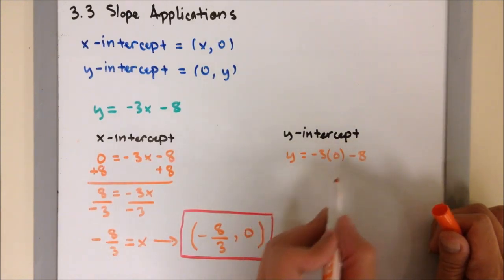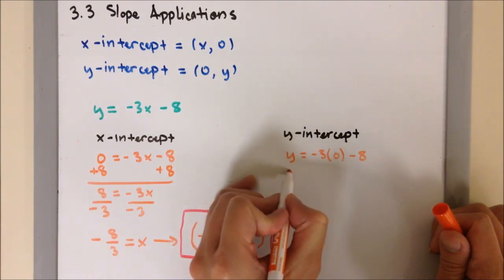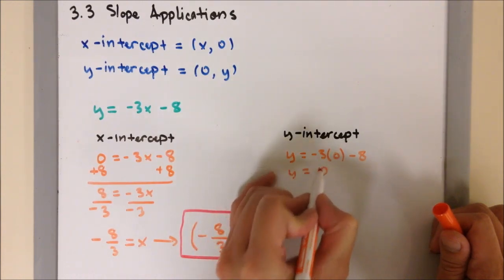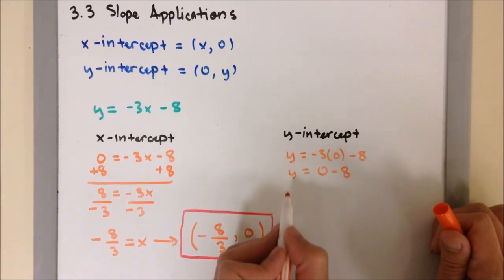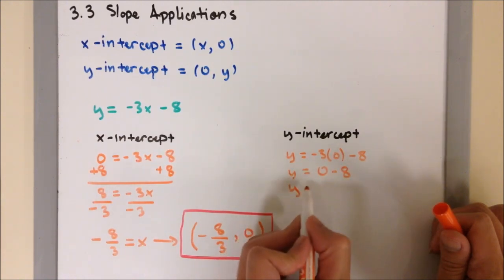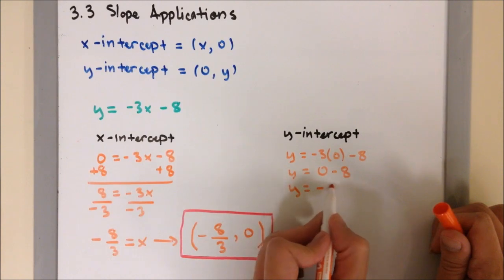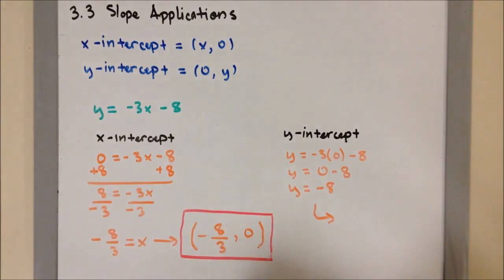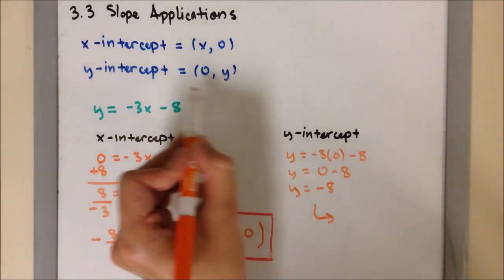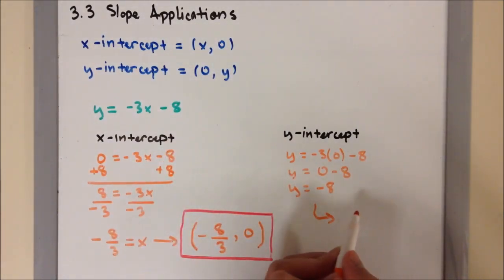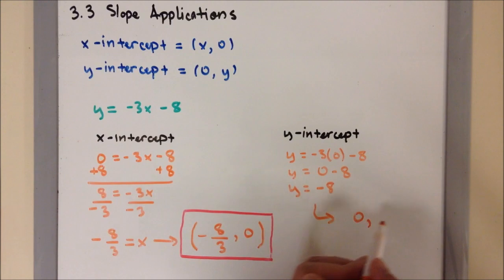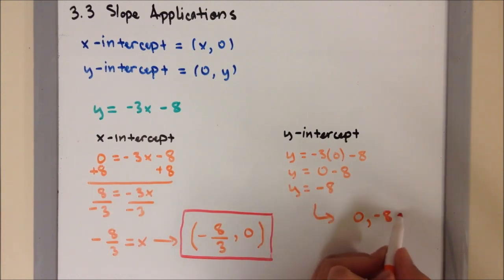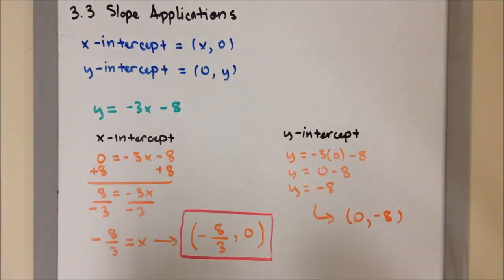So I'm going to simplify negative 3 times 0, which will be y equal 0 minus 8. And then to simplify, y equals 0 minus 8 will simply be negative 8. So from there, my y value will be negative 8 for the y-intercept. So again, in coordinate point form, y-intercept, my x is 0, and my y value is negative 8. And then I put in parentheses, that will be the coordinate point for my y-intercept.